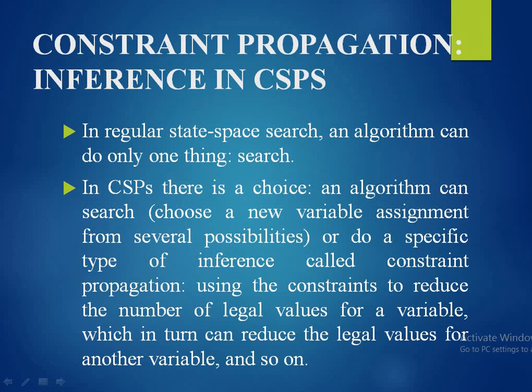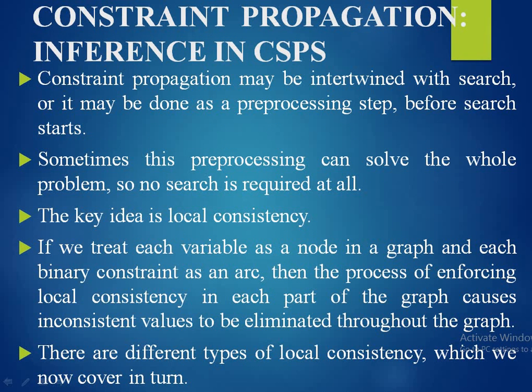An algorithm can search, choose a new variable assignment from several possibilities, or do a specific type of inference called constraint propagation, using the constraints to reduce the number of legal values for a variable, which in turn can reduce the legal values for another variable, and so on. Constraint propagation may be intertwined with search, or it may be done as a pre-processing step before search starts. Sometimes this processing can solve the whole problem, so no search is required at all.